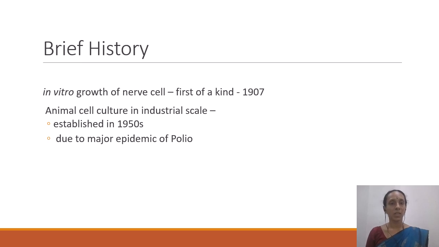Something of a brief history. Very early, it was initially started for understanding the concept of a nerve cell growth and development. First of a kind started in 1907, and a large-scale industrial scale establishment started in 1950, majorly due to the epidemic of polio.